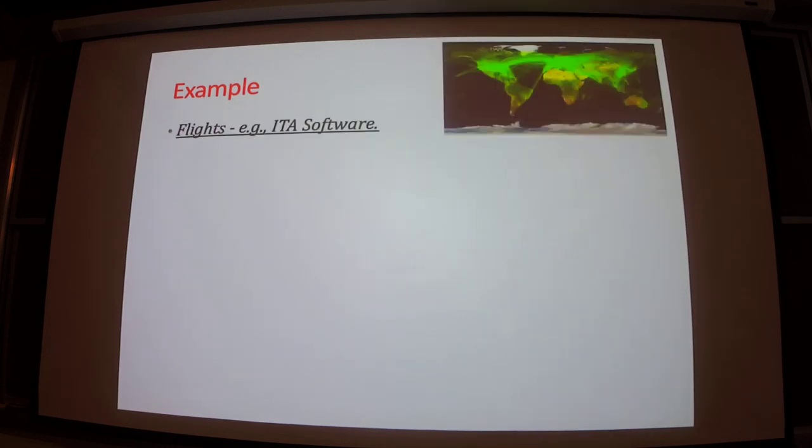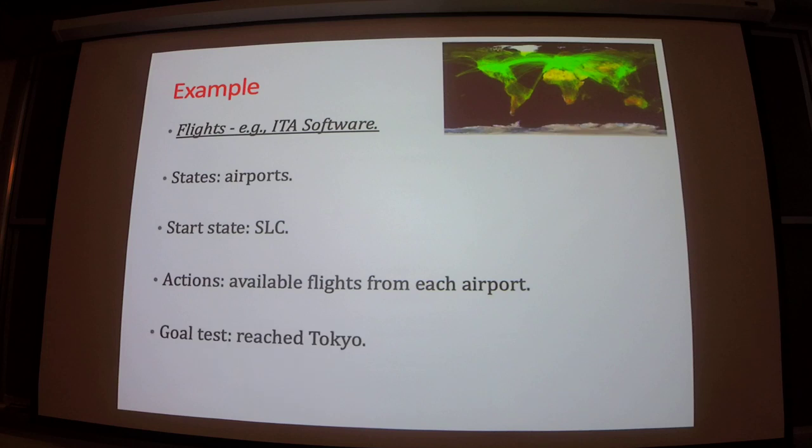There are other examples. We can look at how we plan flights. We have states that are airports. We have some start state, we have some goal state, and actions, which are available flights. And then we can have some cost, which is the money required by the airline in order to get us from one place to another. This is an extremely powerful abstraction. That's what I'm trying to get at. There are many, many different problems that you can apply this to.